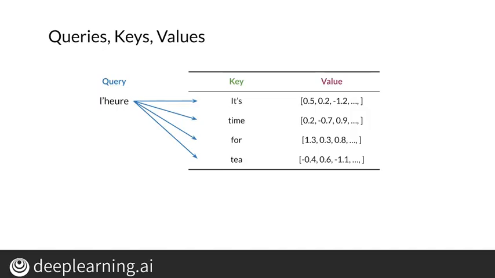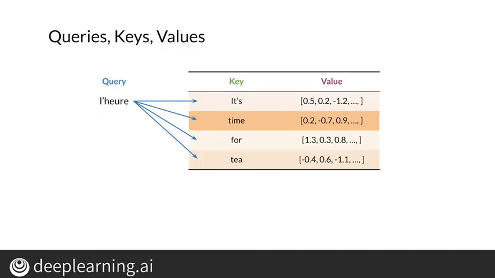Conceptually, you can think of keys and values as a lookup table. The query is matched to a key, and the value associated with that key is returned. For example, if we are translating between French and English, l'heure matches with time, so we'd like to get the value for time.